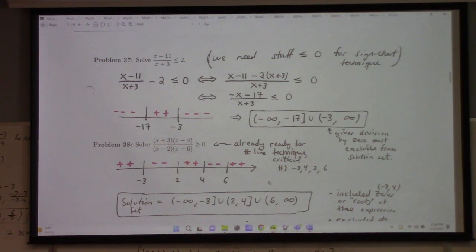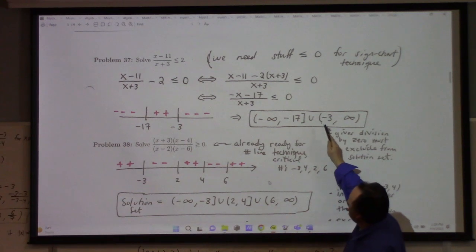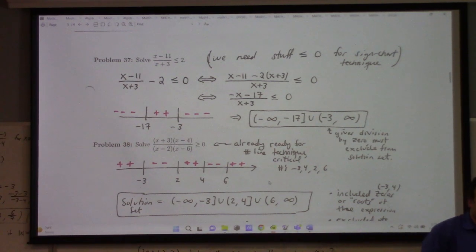The last 20% of the solution concerns whether or not we include or exclude endpoints. So you guys tell me, why is it that I have put minus 17 into the solution set, but I have excluded minus 3? What's the difference? Yeah. Because x plus 3 is on the bottom. Right, x plus 3 is in the denominator, so if we put minus 3 into the expression, we get division by 0, right? Which is not allowed. On the other hand, you can put minus 17 into it, and that just gives you a 0 in the numerator, which is fine. The same logic applies to all the next problems. You just throw out anything that gives you division by 0. All right?